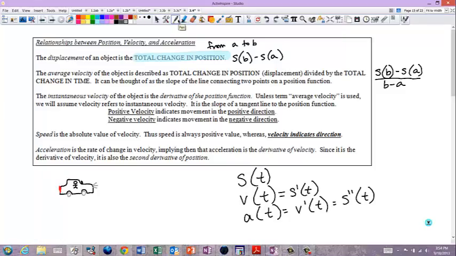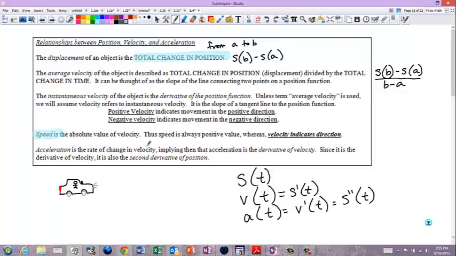Velocity can have a sign. Speed is the absolute value of velocity. Thus, speed is always a positive value, whereas velocity indicates direction. In other words, you could say, I'm backing up at a speed of 20 miles per hour, whereas if you said, I'm backing up with a velocity of negative 20 miles per hour. Velocity has a sign, speed does not.